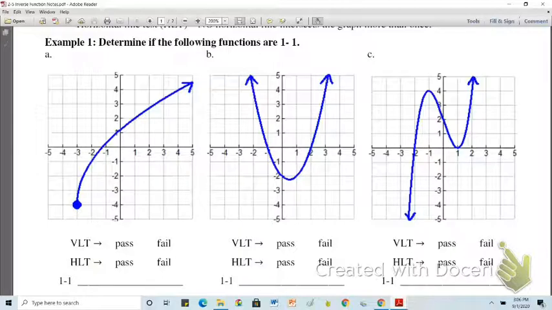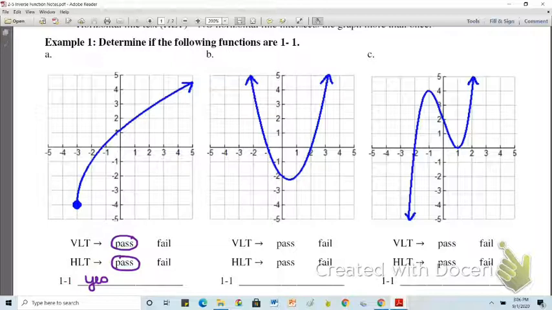So 1A, it does pass the vertical line test. Now I do the same thing with horizontal lines. No matter where I draw these lines, is it only hitting my graph one time? In this case, it is. So it also passes the horizontal line test. Therefore, this function is one-to-one. If a function fails either one or both of them, it is automatically not one-to-one. The only way it is one-to-one is if it passes both.